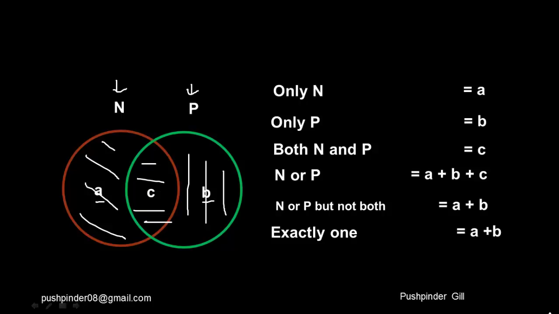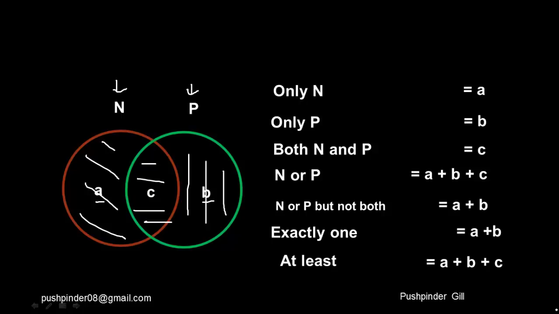So if someone says, how many of the people have at least one of the notebooks or pencil? So at least one of the things, all three regions are having at least one of the things. These are the number of people having only notebook, these are the number of people having only pencil, and these are the number of people having both of the things. So that means A plus B plus C.